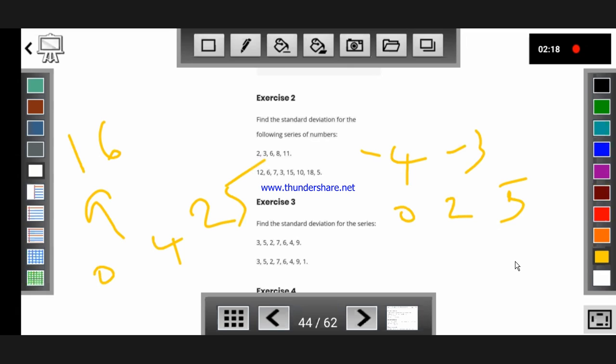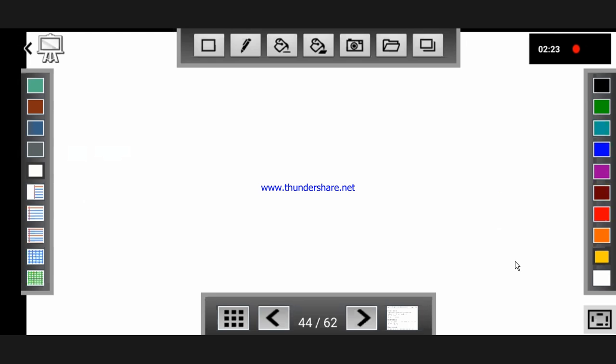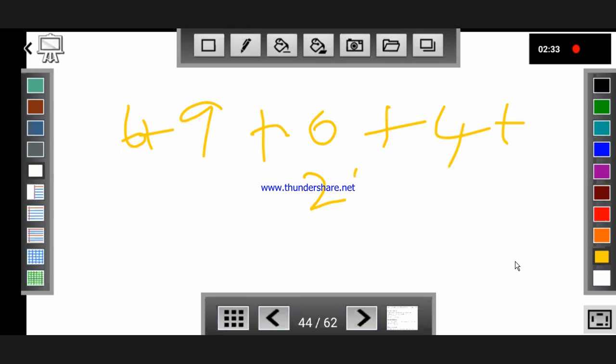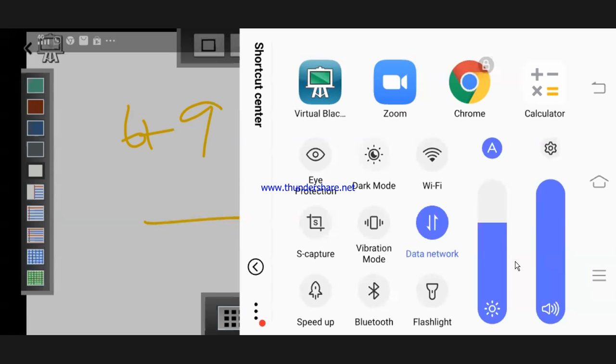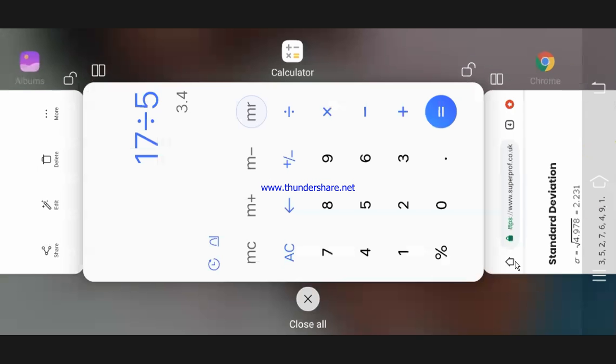16, 9, 0, 4 plus 25, divided by 5. 16 plus 9 plus 0 plus 4 plus 25, divided by 5, that is 8.8.